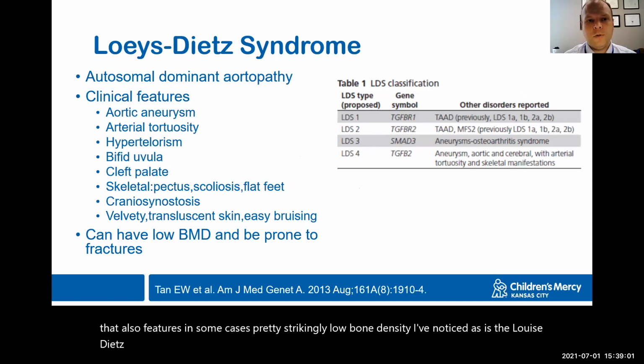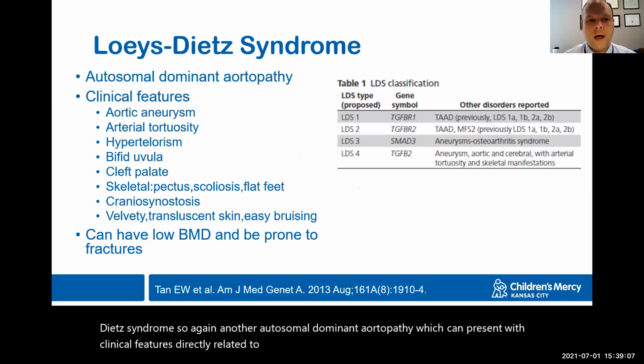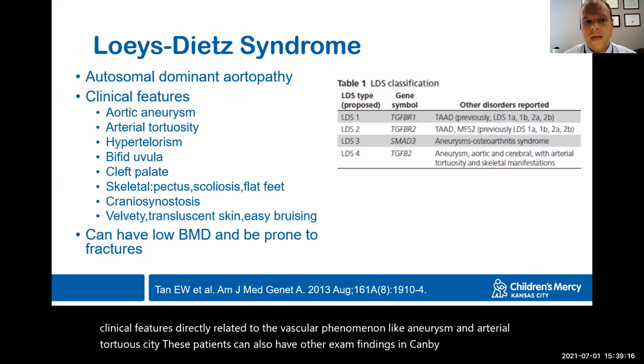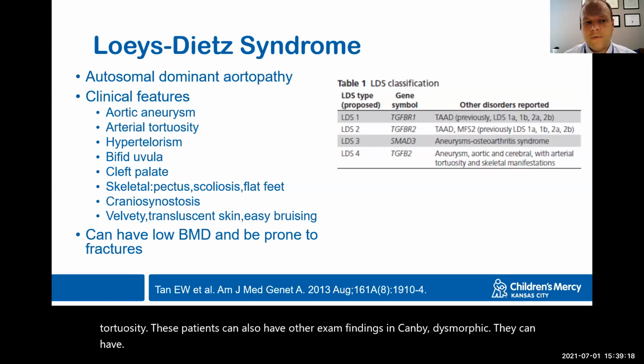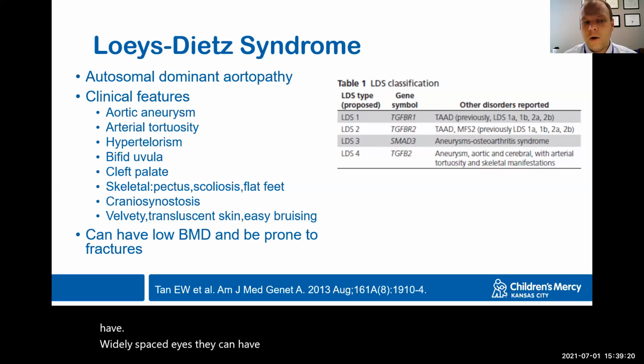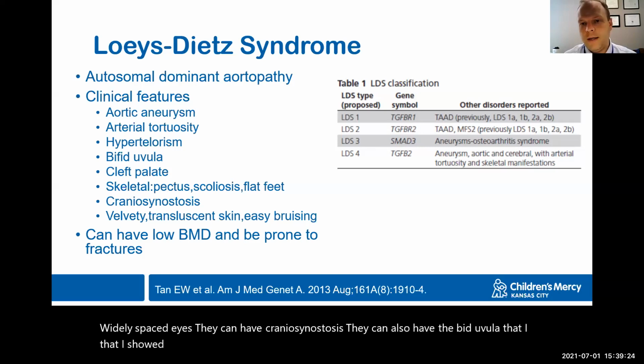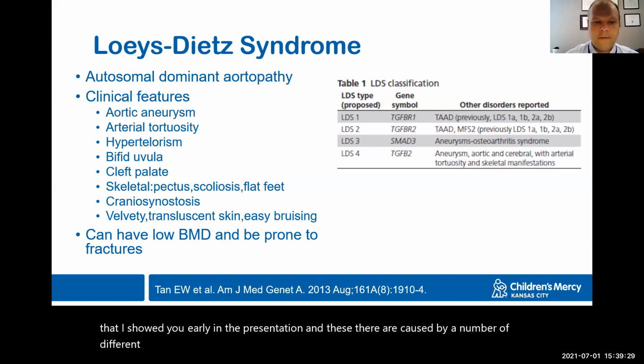So again, another autosomal dominant aortopathy, which can present with clinical features directly related to the vascular phenomenon like aneurysm and arterial tortuosity. These patients can also have other exam findings and can be dysmorphic. They can have widely spaced eyes. They can have craniosynostosis. They can also have the bifid uvula that I showed you early in the presentation. And these are caused by a number of different genes, and again, can have low bone mineral density, and can be prone to fractures.